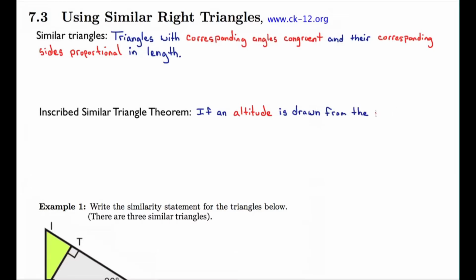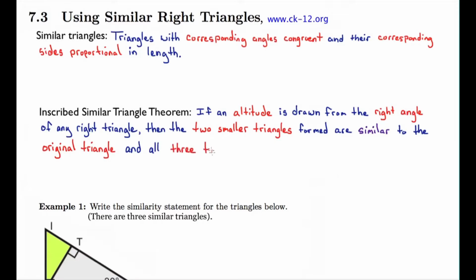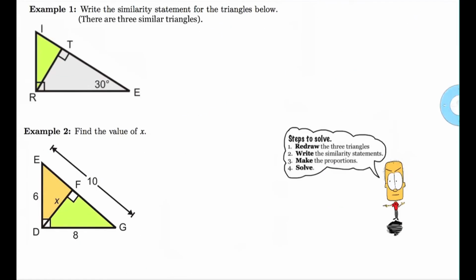The inscribed similar triangle theorem states if an altitude is drawn from the right angle of any right triangle, then the two smaller triangles formed are similar to the original triangle. And all three triangles are similar to each other. Okay, so let's take a look at example 1.